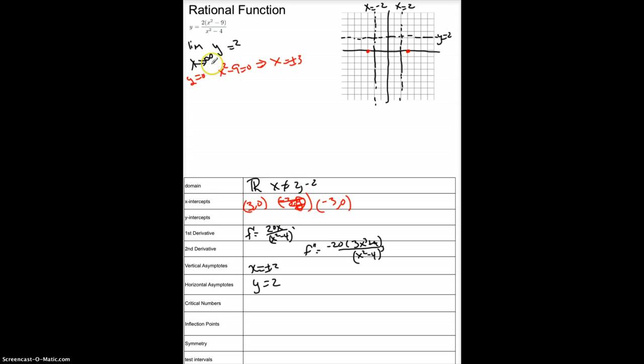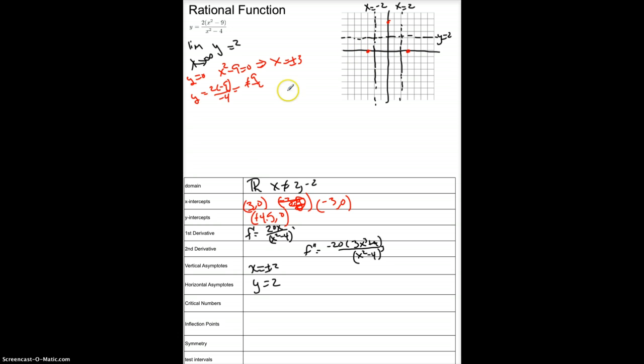What's the y-intercept? Y, when x is 0, is 2 times negative 9 divided by negative 4. So it's 2 times negative 9 halves. Is that negative? Nope, that's positive. It's 4.5, so the point is 0, 4.5. I can go and put in that point. Now I've got these asymptotes, and I've got where it crosses the axis.